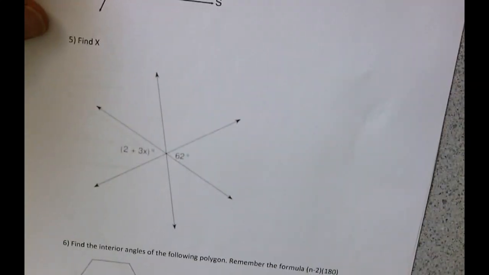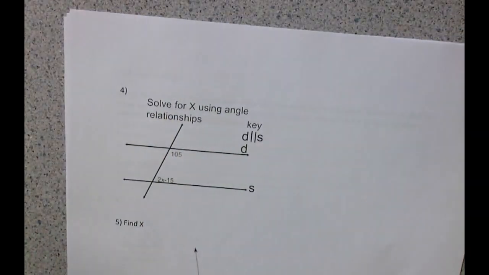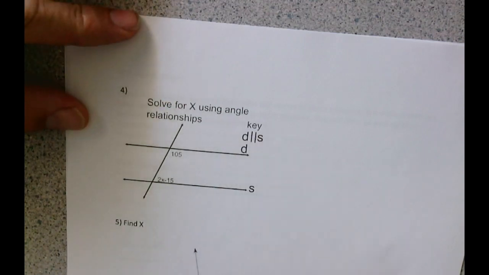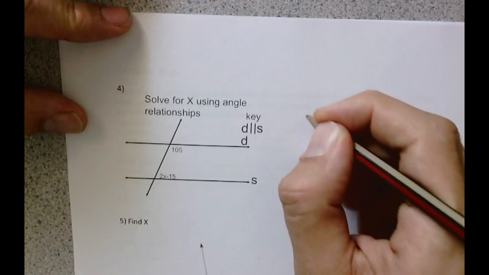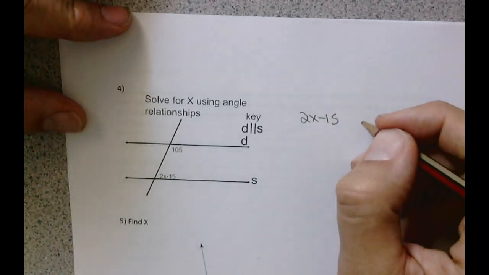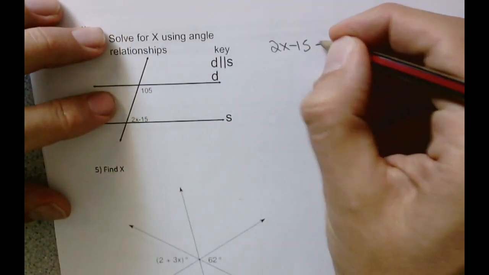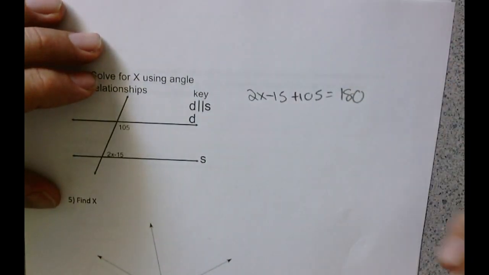Number 3 says solve the following. Where's number 3? Number 4 says solve the following. We have solve for x using the angle relationships. So I know that this is the same side interior angle, so I'm going to do 2x minus 15 plus 105. These are same side interior angles, and remember, same side interior angles equal 180. I'm going to solve this like an equation.